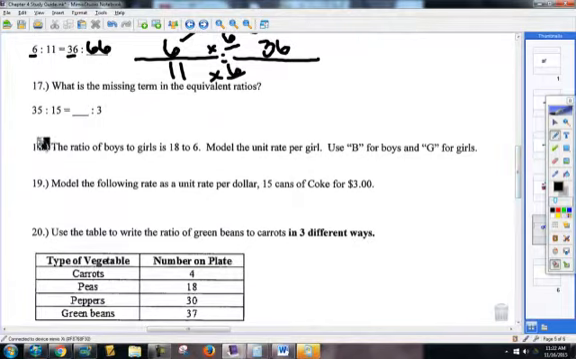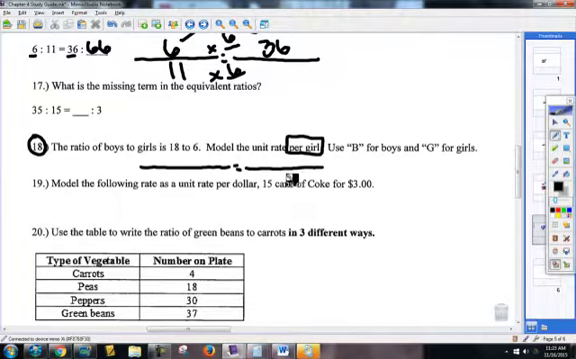Okay, number 18, we'll do this one together. Okay? The ratio of boys to girls is 18 to 6. If you wanted to go up and model that, you could, but there's no point. We're going to use a proportion here. I know there's not a lot of room here, sorry. Should have made it a little more spaced out. Now, it says model the unit rate per girl. Because it says per girl, what are going to be my labels on the bottom? Girls and girls. That means boys up top. So now I'm going to take my fake ratio right here.